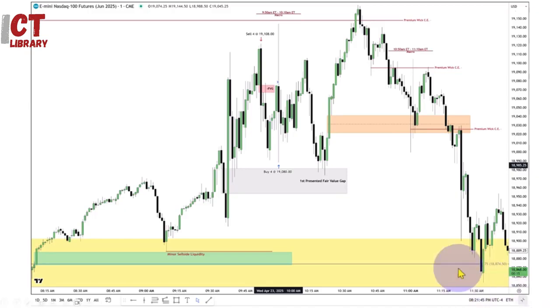So I want you to take a quick look again, go back and look at what we have here for these PD arrays, because I'm going to be scrolling to the right into the future more. And I'm going to extend some of these levels here so that way we know what we're looking at.